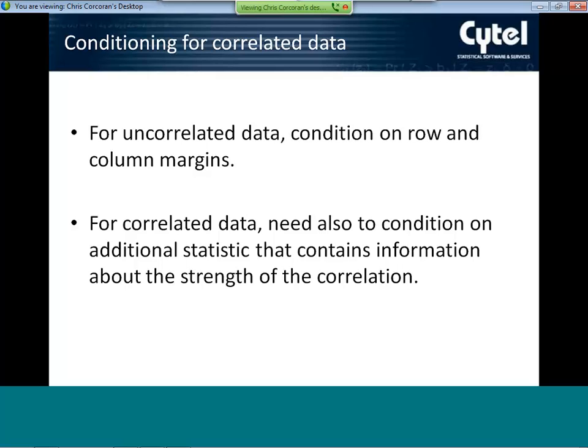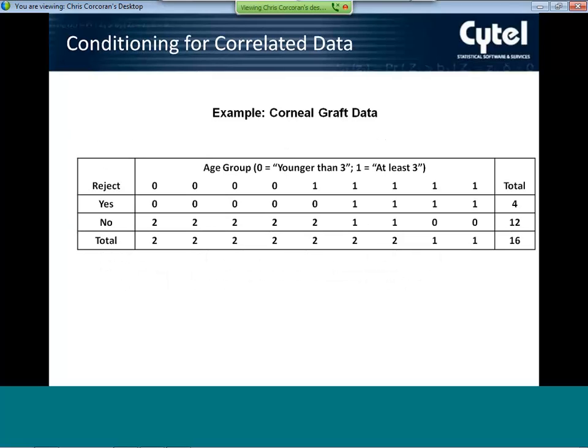I think that in a setting like this, in a webinar, it's very hard for us to be highly technical, to throw a lot of formulas on these slides. And so as opposed to trying to show you some of the mathematics behind it, I just want to illustrate for you how this works so that you at least understand where these exact p-values are coming from. Now let's go back to the corneal graft data example.